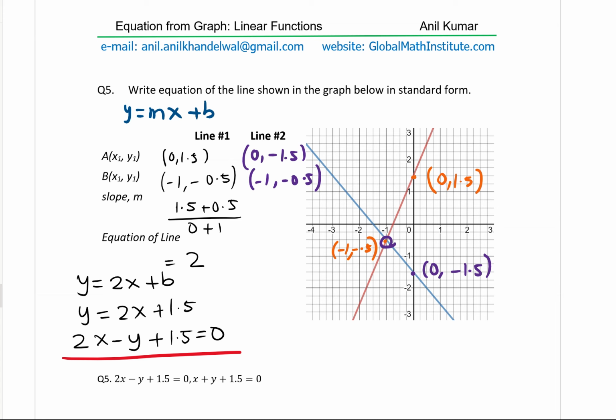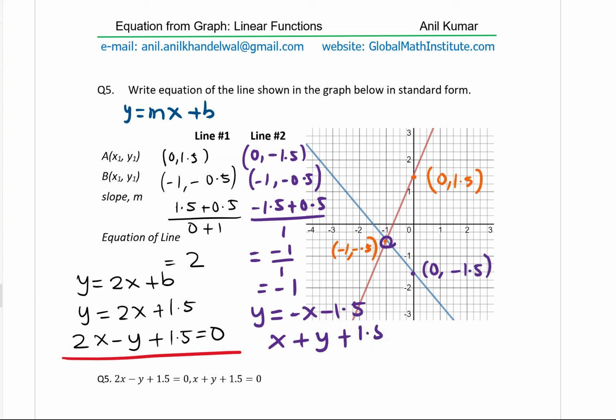The slope is the difference of these two, which is minus 1.5 minus minus 0.5, divided by 0 minus minus 1, which is 1, and that gives you minus 1 over 1, which is negative 1. And so the equation is y equals negative x, and the y-intercept is minus 1.5. Rearrange and write x plus y plus 1.5 equals 0 as your equation, right? Is that clear to you? So that is how you get your equation.